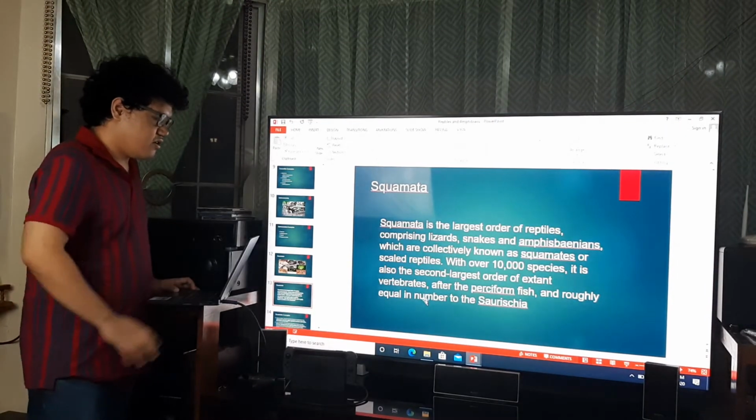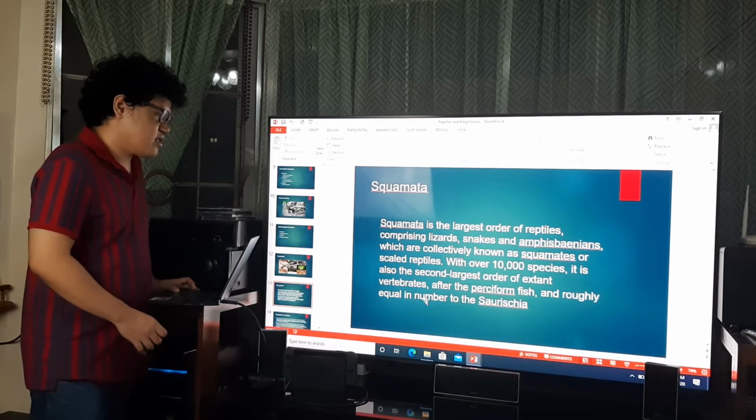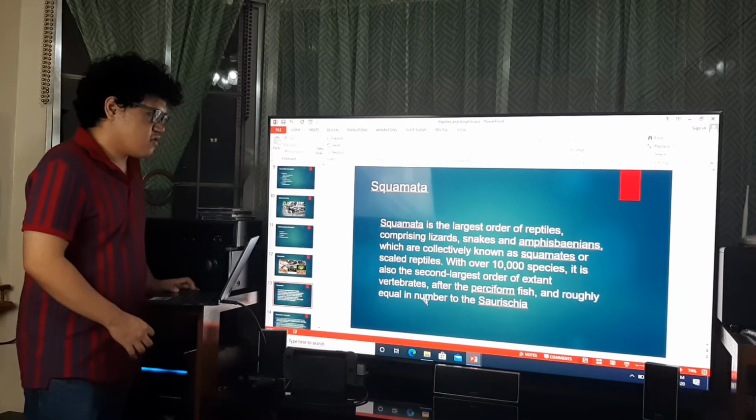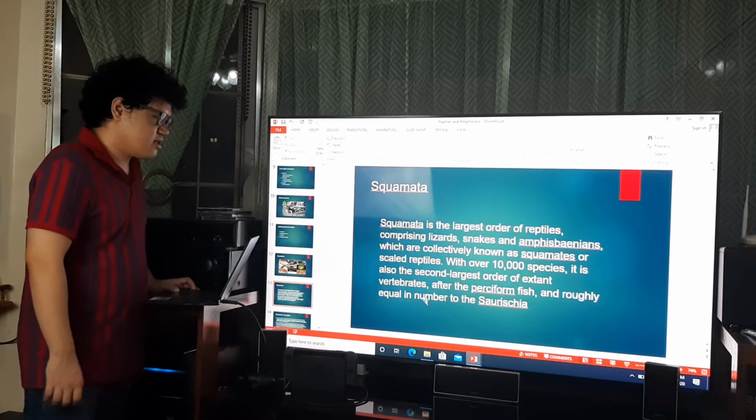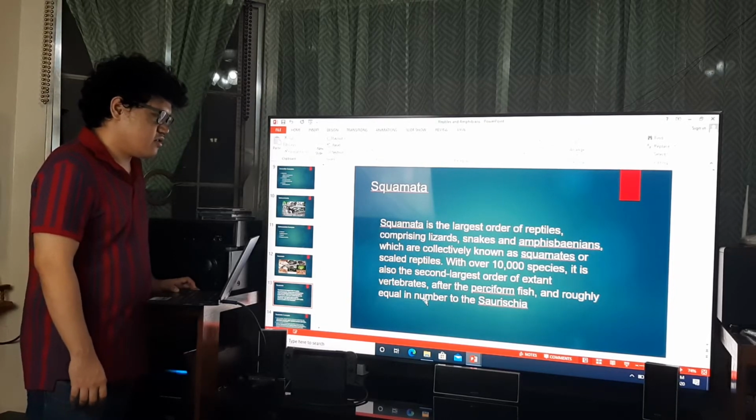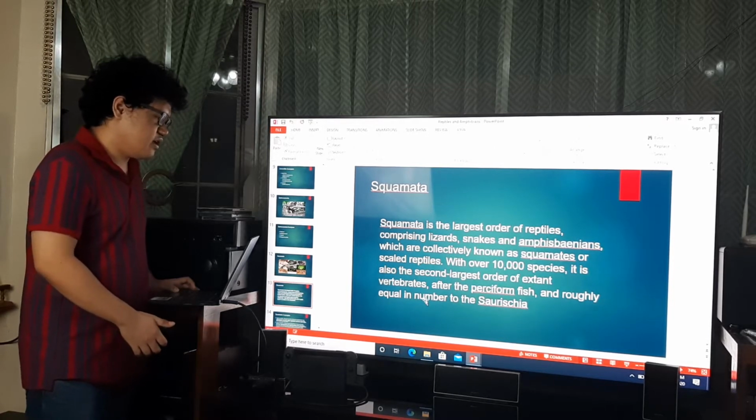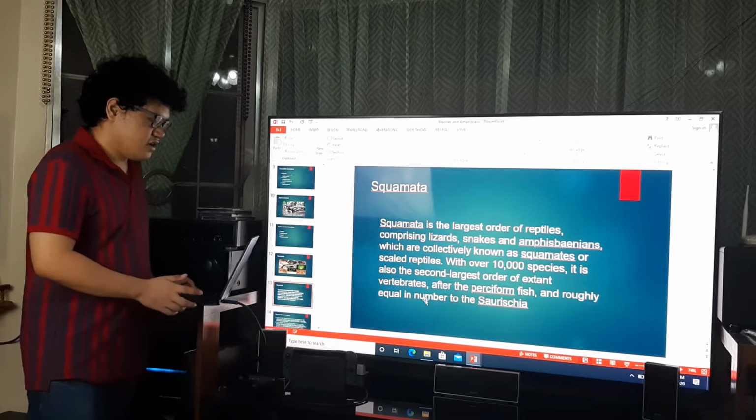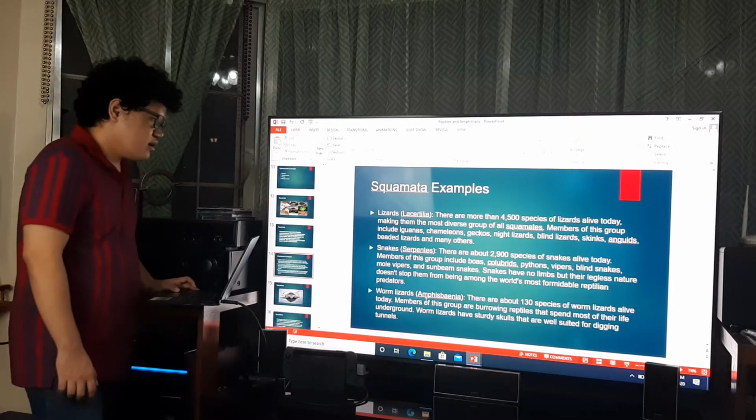Squamata is the largest order of reptiles comprising lizards, snakes, and amphisbaenians, which are collectively known as squamates or scaled reptiles. With over 10,000 species, it is also the second largest order of extant vertebrates after perciform fish and roughly equal in number to the Saurischia. Here are examples of Squamata.